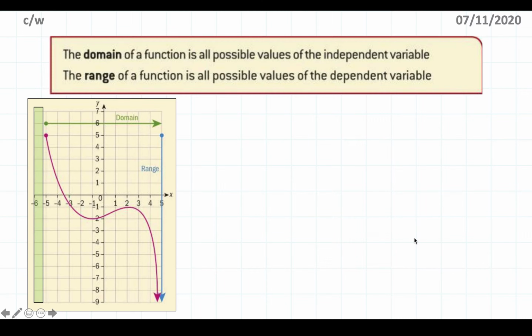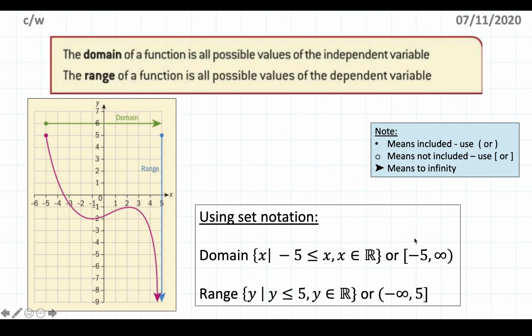So again, if you look at this, I'm scanning, I'm starting from -5 and I could go all the way to infinity. And then the range, if you're scanning it, you'd see that it starts from 5 and it goes all the way to -infinity. It means that y is less than or equal to 5. Or you can say that it starts from -infinity and it goes to 5. Remember, we always start lowest to highest with the set notation. So make sure that you're scanning the domain and range properly.